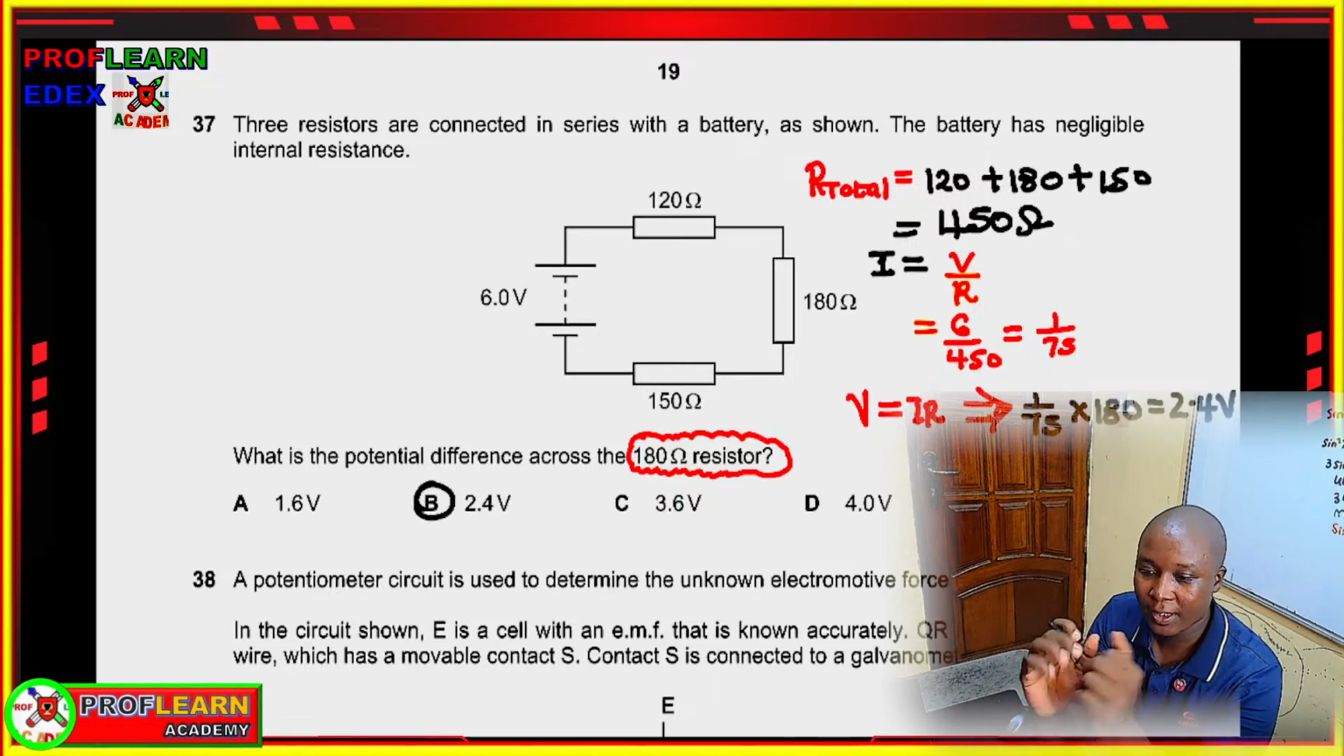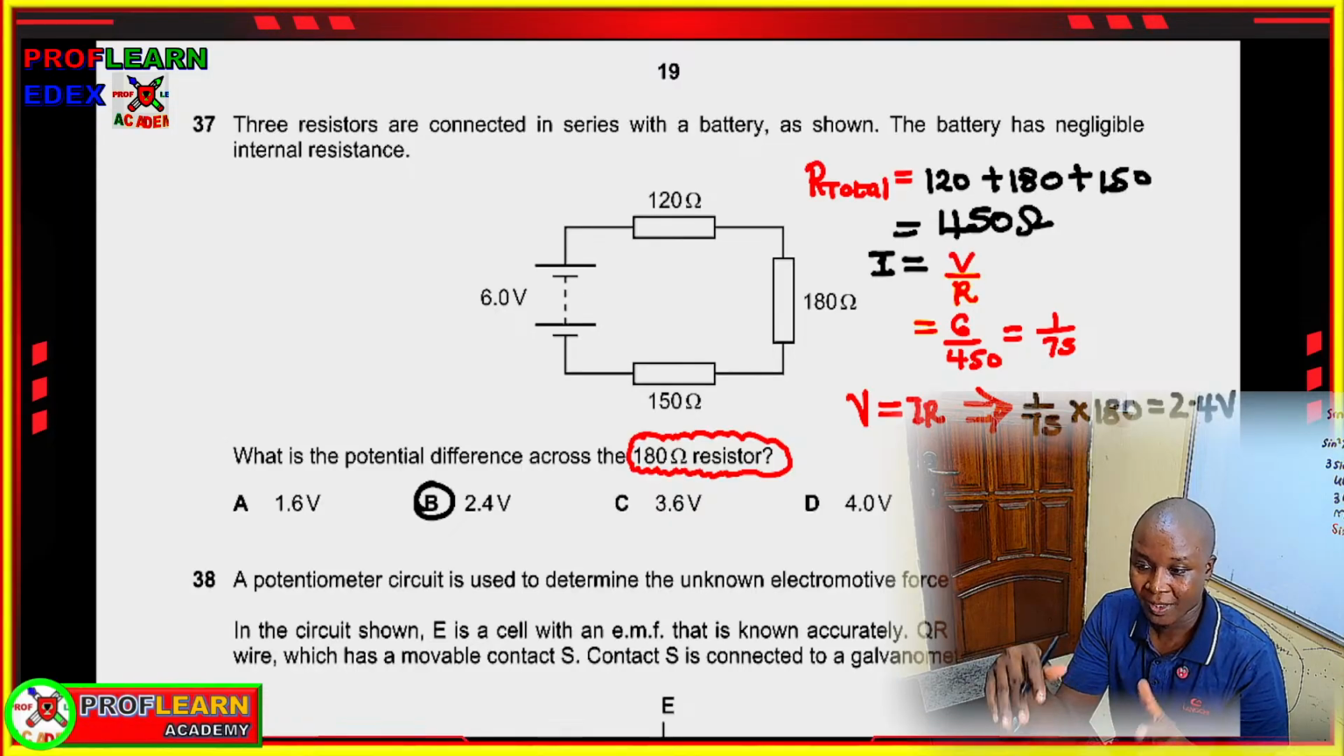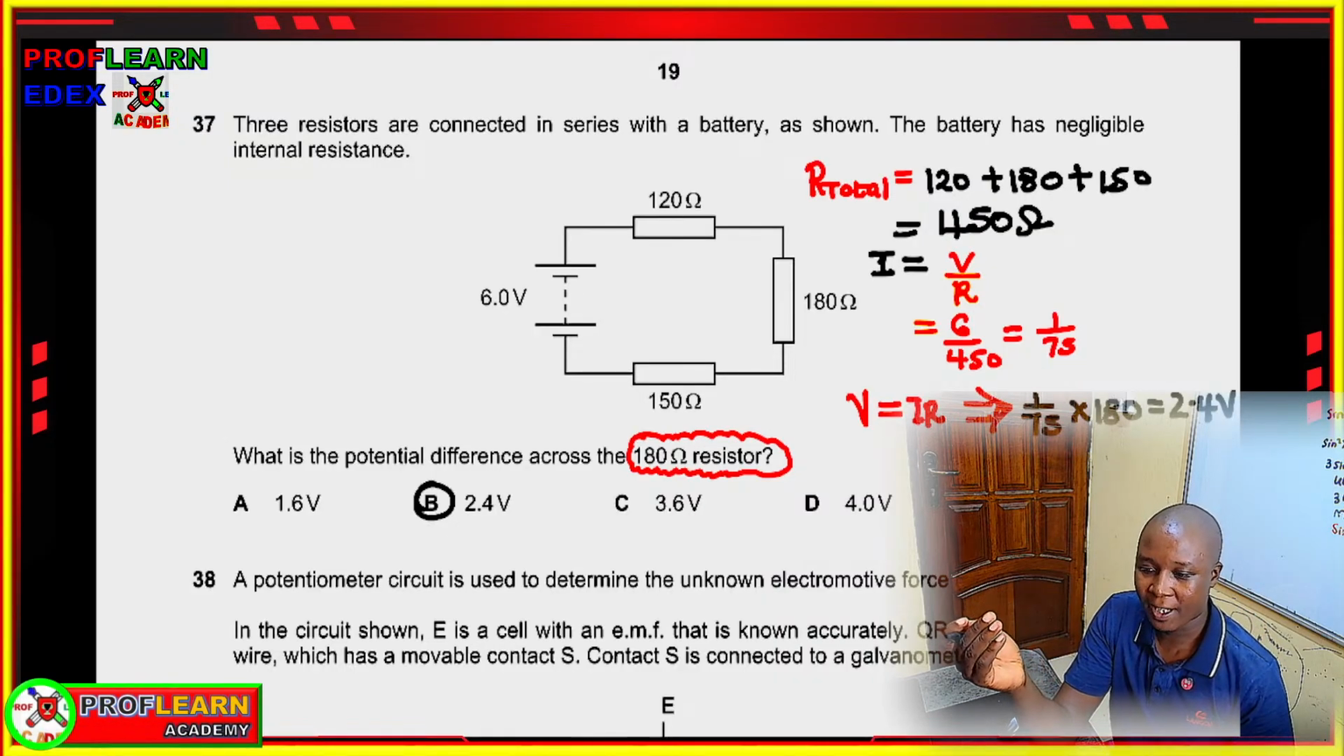And the total current in this circuit is going to translate to what? It's going to translate to 2.4 volt over 450, which is 1 over 75. Total current is going to be 1 over 75. The reason why I've left it as a fraction is so that when I multiply to get voltage, I get the exact value.